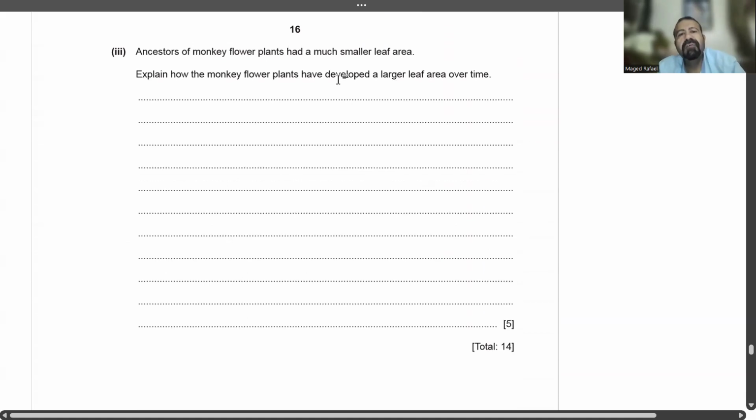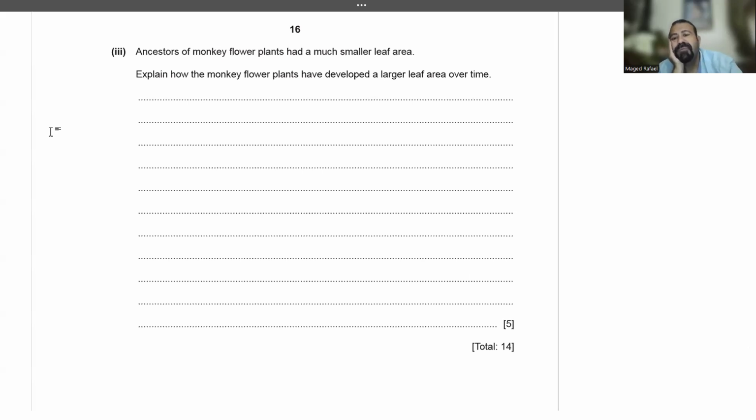Okay. I will give you like 2 minutes trying to answer this question. Explain how the monkey flower plants have developed a larger leaf area over time. Is it natural selection idea? Is it natural selection or not?